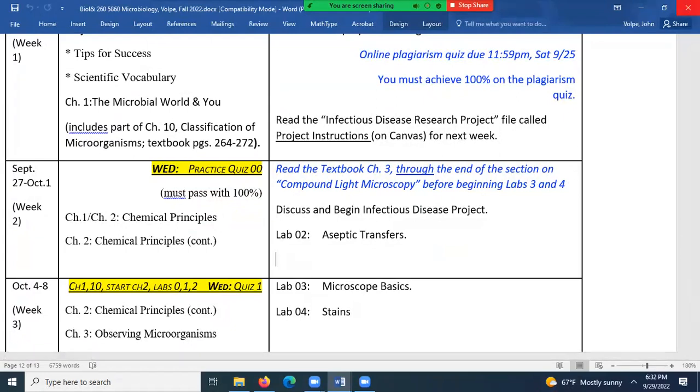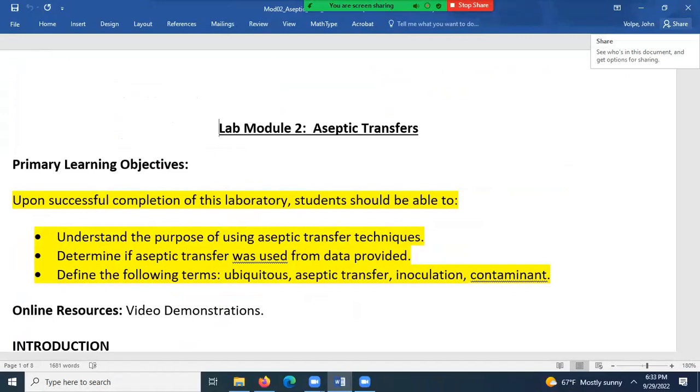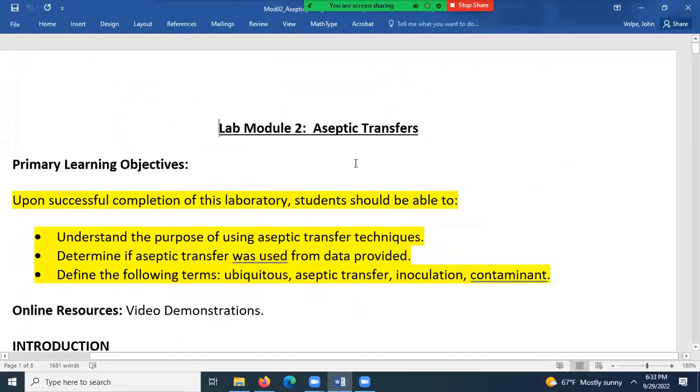If there's no questions, I'm going to close that down because my computer is a little overworked at the moment. That'll happen until the lesson plan finalizes. So lab 2, module 2, aseptic transfers.